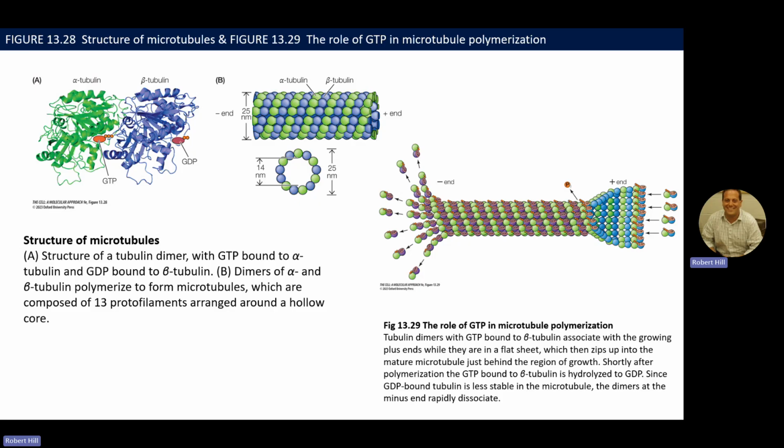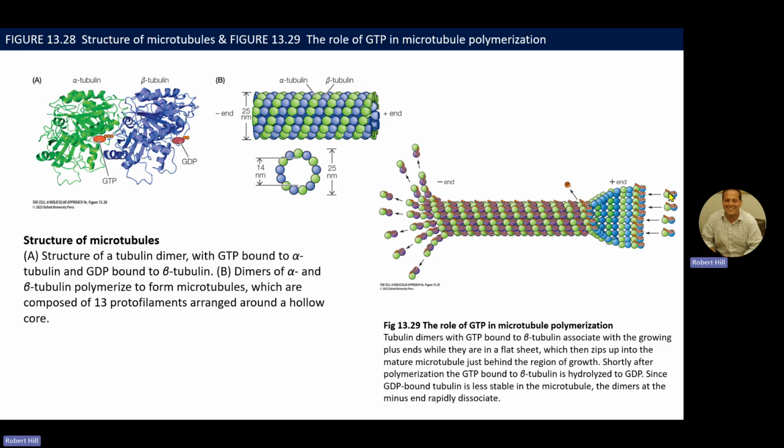So they alternate alpha and beta tubulin, and they wrap around to form a microtubule cylinder. Okay. All right, so this part is here on this figure, and this is demonstrating the polymerization, and the role of GTP in polymerization. So tubulin dimers with GTP bound over here. There's the dimer, and it's got GTP bound to it.